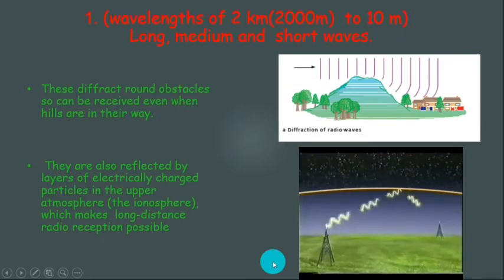Lower frequency radio waves are reflected by charged particles in the upper atmosphere.